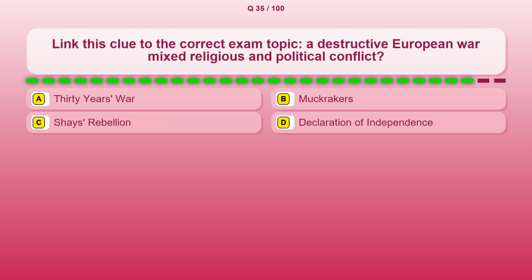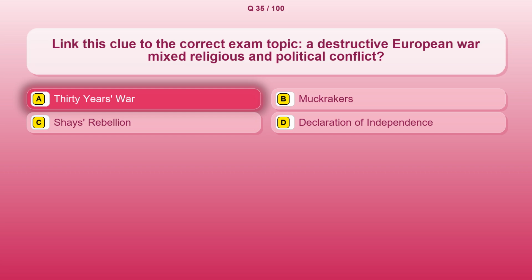Question 35. Link this clue to the correct exam topic. A destructive European war mixed religious and political conflict. Option A, 30 Years' War. Option B, Muckrakers. Option C, Shays Rebellion. Option D, Declaration of Independence.